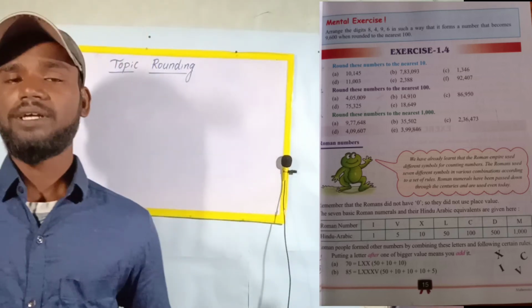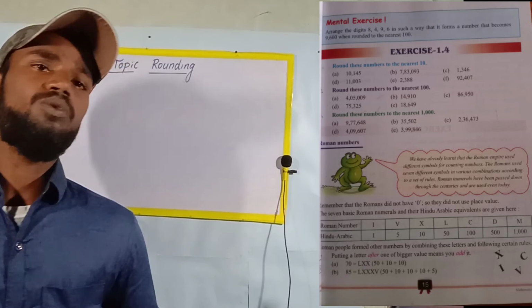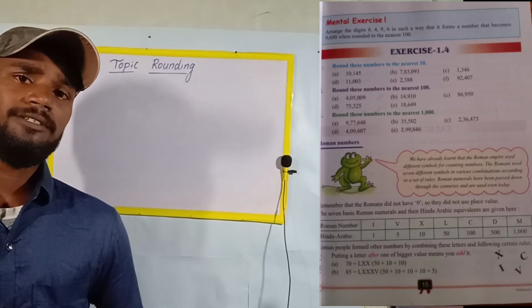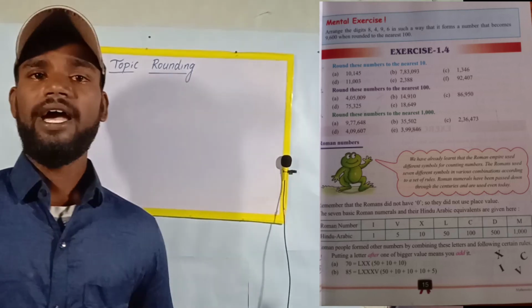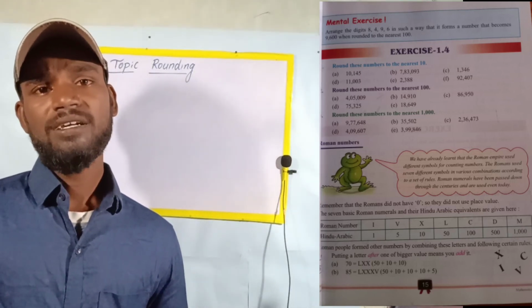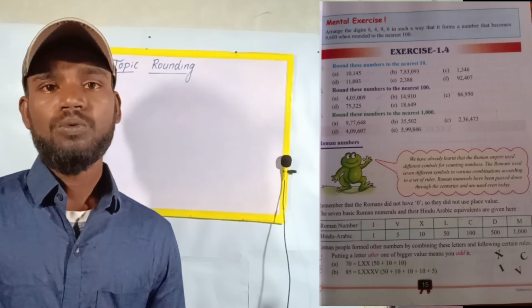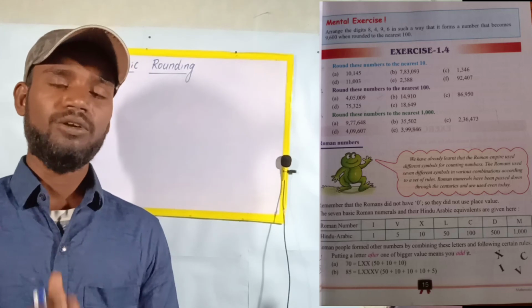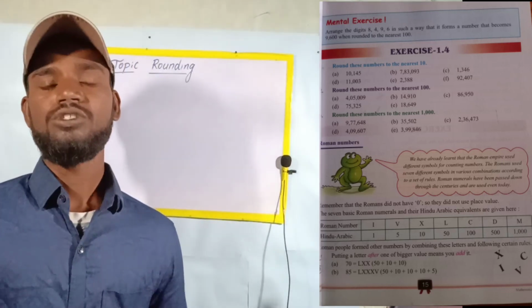One more example. If someone asks you what is your age, what will you answer? You will say I am 9 years old, but you are actually 9 years 2 months or 9 years 15 days. You are not mentioning that. You are just rounding off to 9 years.